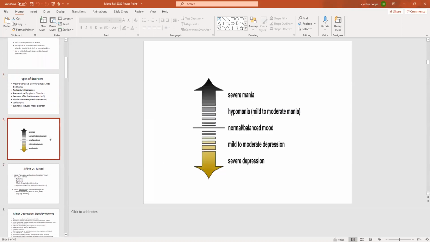All right, so we have this range of mood issues. What is the normal balanced mood? Can anybody tell me? Euthymia. Euthymia, right. So you see euthymia, cyclothymia, dysthymia. It's all related to mood disorders, but euthymia is a normal, stable mood.